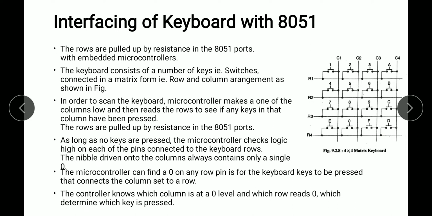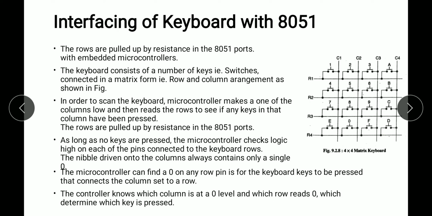The microcontroller can find a zero on any row pin if a keyboard key is pressed that connects the column set to zero to the row. The controller knows which column is at a zero level and which row reads the zero, so it can determine which key is pressed. Okay, this is nothing but the keyboard interfacing with the 8051 microcontroller. So the controller knows the column at a zero level, and whichever row reads zero determines which key is pressed.